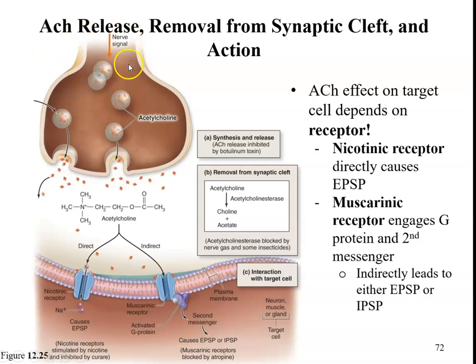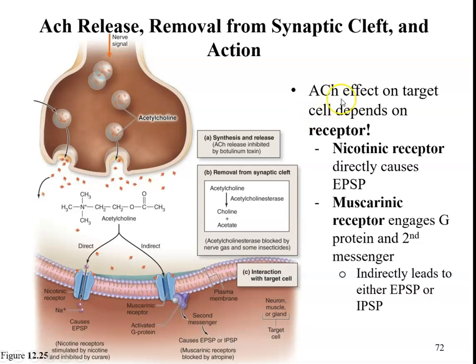So here you have the nerve signal coming in. There's going to be an influx of calcium. Calcium is going to cause exocytosis of acetylcholine. Acetylcholine is now in the synaptic cleft, where some of it will bind to postsynaptic receptors on the target cell.